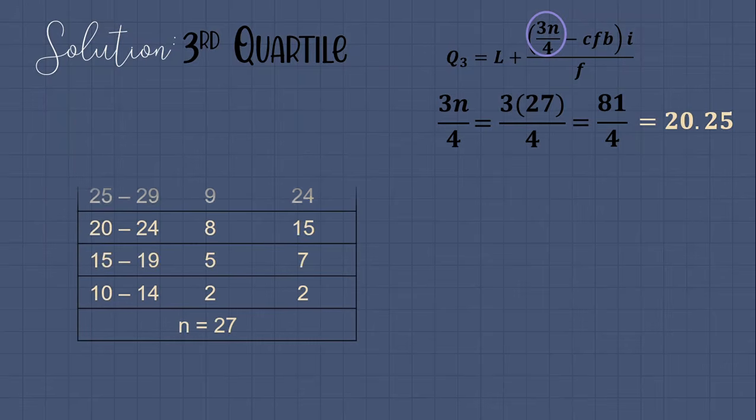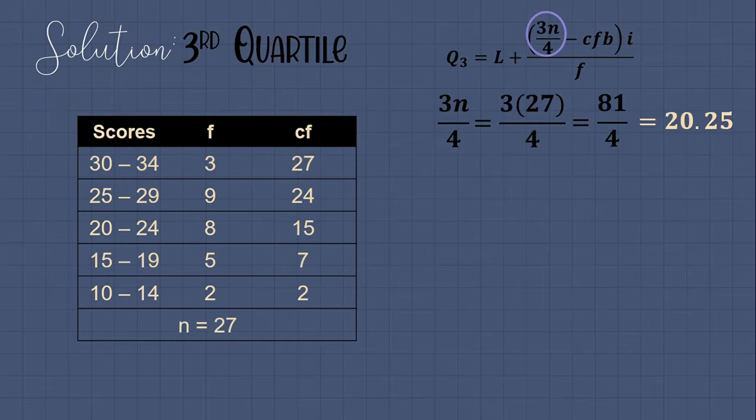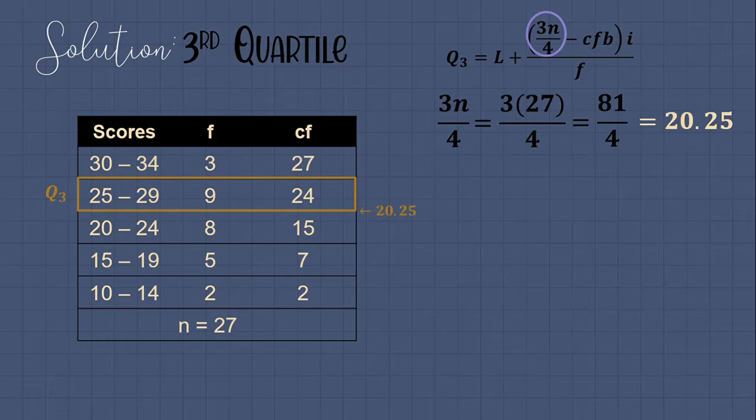Let's get our table back and locate 20.25 in our CF column. Now, 20.25 is in between 15 and 24. Again, our quartile 3 class is the class above our 3n over 4, which is 25 to 29. Now we can locate our L, or the lower boundary, which is equal to the lowest score of the class, which is 25, minus 0.5. Our lower boundary is 24.5.